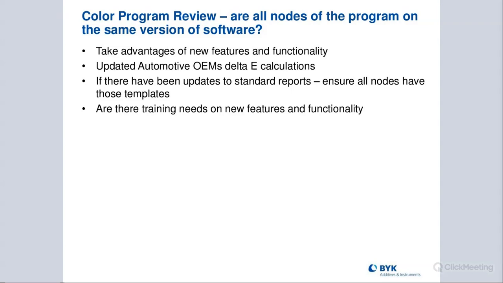Like I said before, we update those OEM scales on occasion, and that's something you want to take advantage of. And in the reporting function, if you've customized any standard reports for output that you can either print or send by PDF, make sure that all the nodes in your color network have the latest and greatest templates that you've designed. So if you added a new customer and they have a specific way they want to see the data, make sure everybody in the network has got that latest and greatest update.